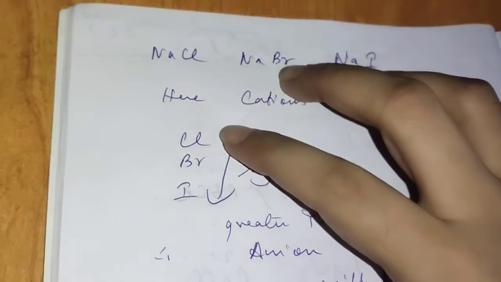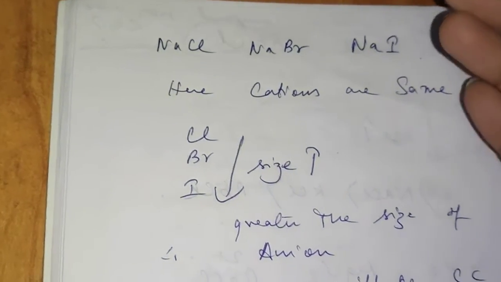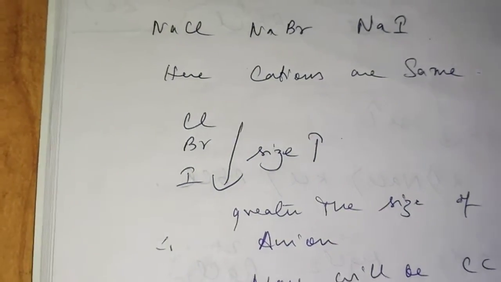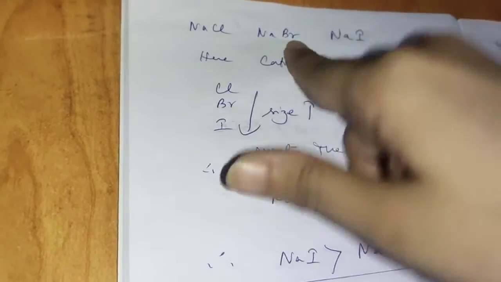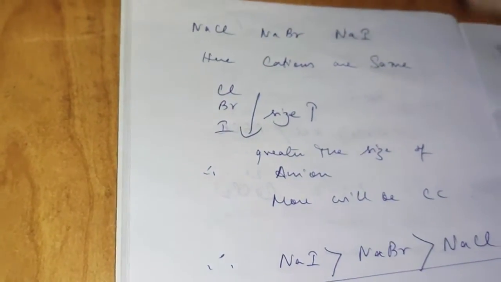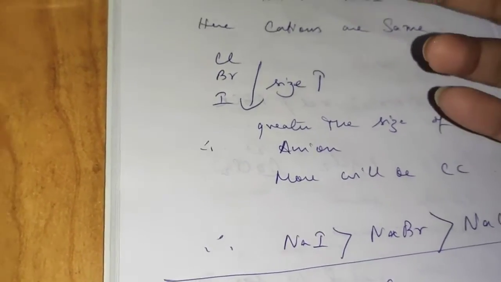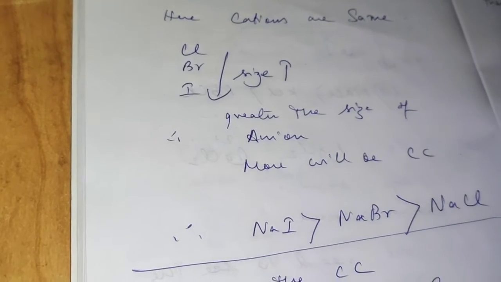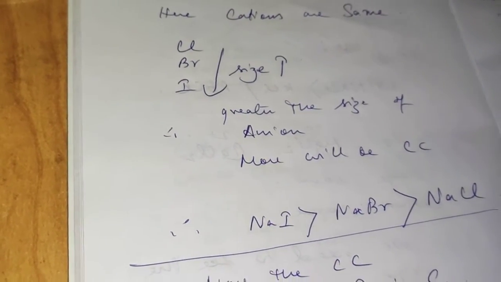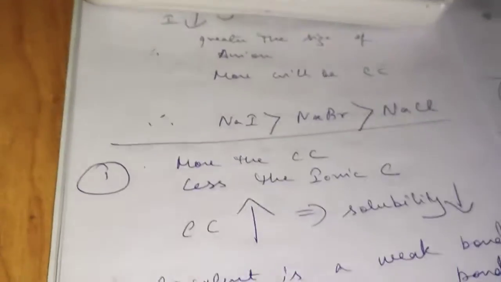And again, as we go down the group, the size increases, right? And in case of anions, the greater the size, the greater would be the polarization, right? So in this case, the covalent character of sodium iodide would be more than that of sodium bromide, and the covalent character of sodium bromide will be greater than that of sodium chloride, because in case of anions, the greater the size, the more will be the covalent character. Okay, they all are halogens belonging to group 17. So thereby we conclude two important things from Fajan's rule.